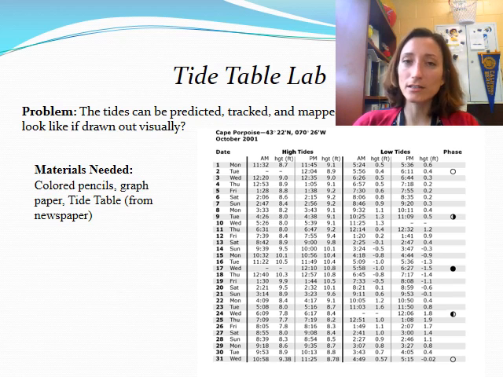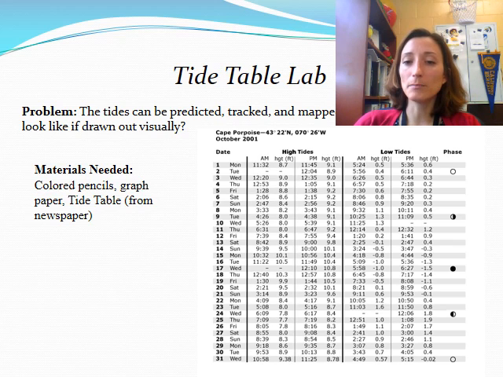The materials that you need for this lab are colored pencils, graph paper, which I will provide to you, and a tide table from a newspaper or a website or another source, also provided by me. The picture that you have here on the screen is an example of a tide table. You've got the dates of the month. This is October of 2001 off of the coast of Cape Porpoise, and it gives you the latitude and longitude degrees there. The date of the month as well as the day of the week are listed in the first column.